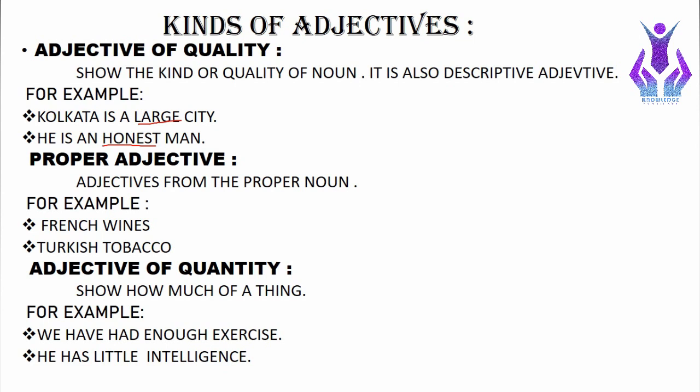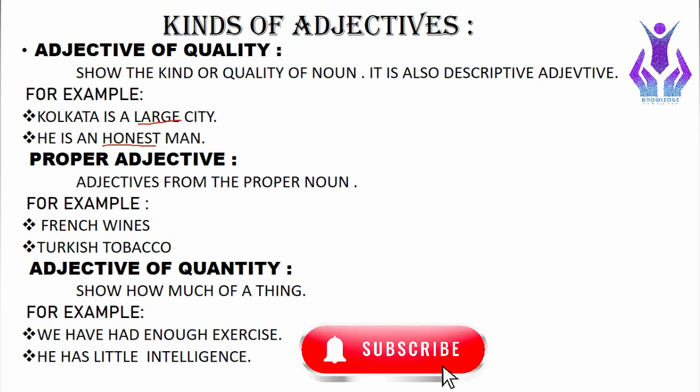Then we have proper adjectives. Proper adjectives are somehow classed with adjectives of quality, when adjectives are formed from a proper noun. So these are proper adjectives. For example, French wines, Turkish tobacco. These are proper nouns turned into adjectives. Indian tea, for example.